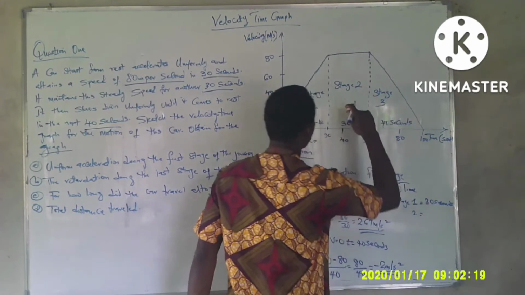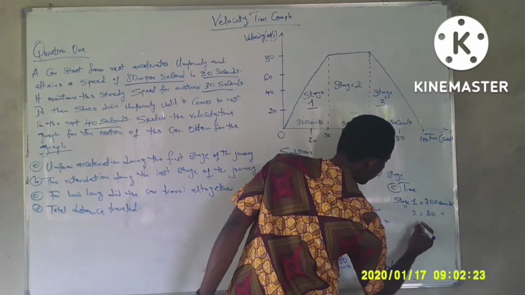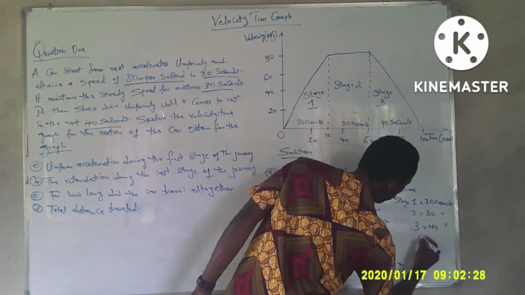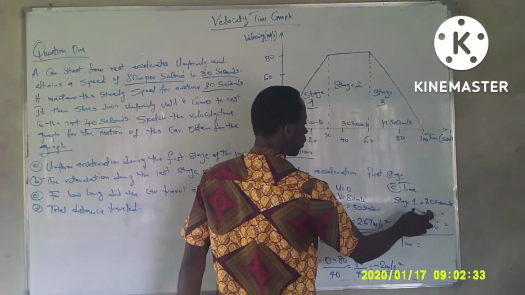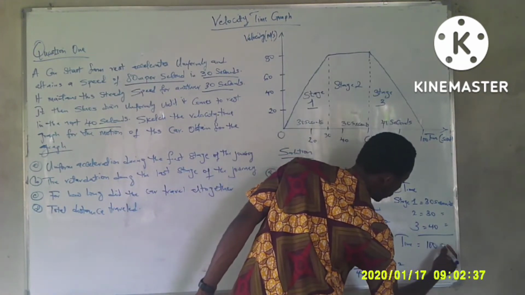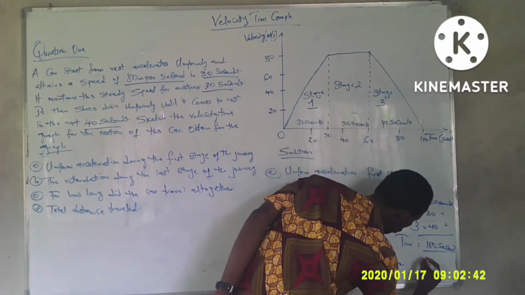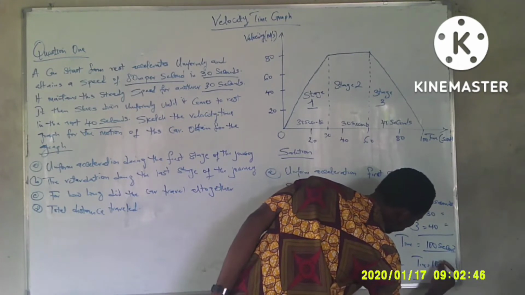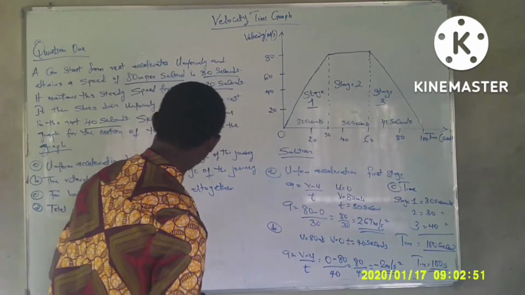Stage 2 now, the vehicle used another 30 seconds. Then stage 3, the vehicle used 40 seconds. So what's the total time now? The total time the vehicle used: 30 plus 30 is 60, plus another 40 is 100. So the time the vehicle used in traveling is 100 seconds. That's the answer, time equals 100 seconds. So that's for question C.